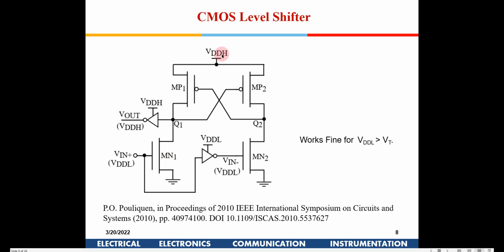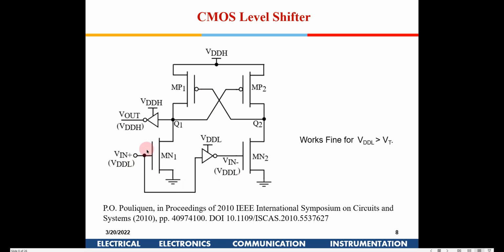See what we have here. This is a high, say suppose this is 1.8 volt, and this voltage is just 1.2 volt. So now this logic which we are getting is from 0 to 1.2, and we need to convert it to logic levels 0 and 1.8. So we are using this particular network.